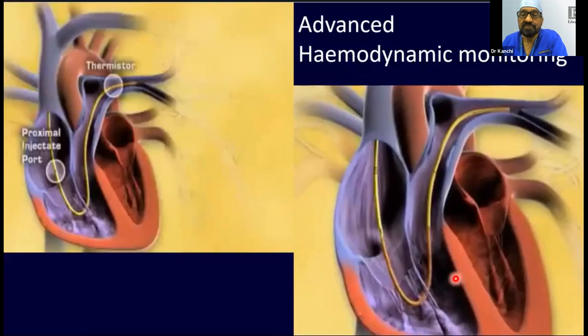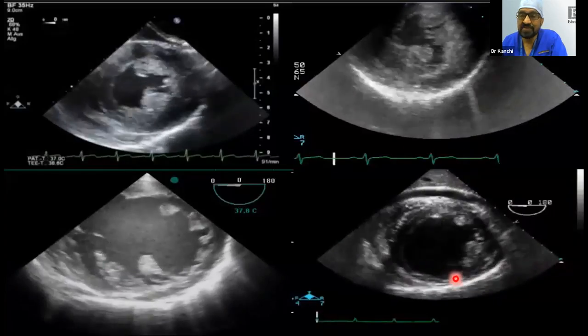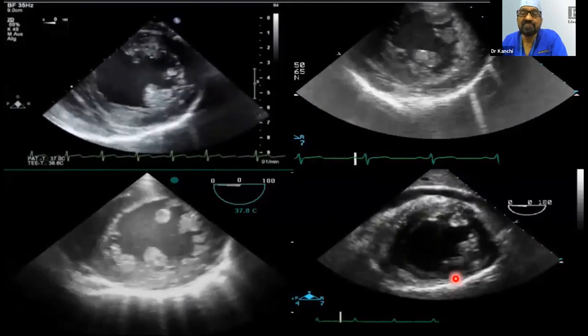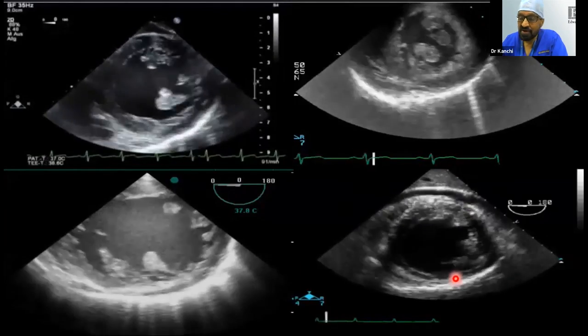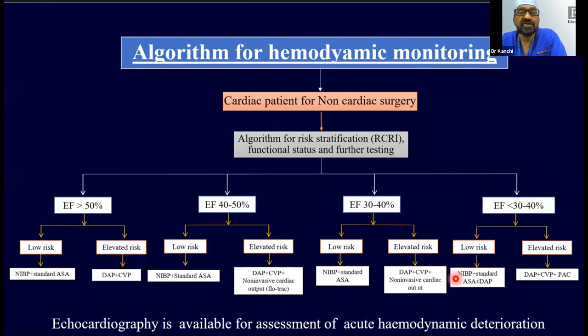And coming to advanced monitoring, we may use a Swan-Ganz catheter or transesophageal echocardiography in high-risk patients undergoing major surgical procedures which are non-cardiac in nature. So what we have done is we have developed an algorithm for the choice of hemodynamic monitoring depending on what the risk is based on the revised cardiac risk index, what the functional status is, what the left ventricular function is, and, as I said, the risk, whether it is low risk or elevated risk. Depending upon the ventricular function and the risk, the monitoring device can be tailor-made to a particular disease and surgical procedure using this algorithm.